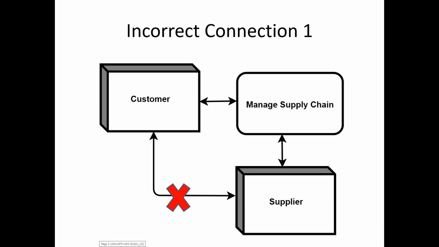Of course, in reality, a customer and a supplier may communicate with each other directly. But this communication is out of the system we want to model. So in the data flow diagram, we shouldn't include this link.